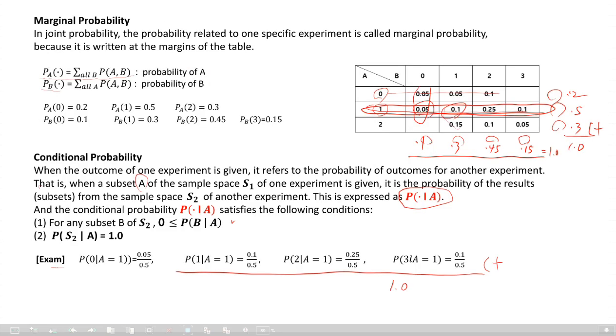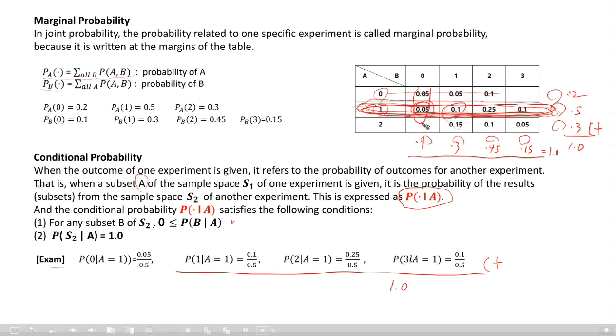Let's see it one more time. A equal to 1 is given here. Then we have to think about the probability of B equal to 0, 1, 2, 3 in this section, in this restriction, in this area. And the sum of the conditional probabilities should be equal to 1.